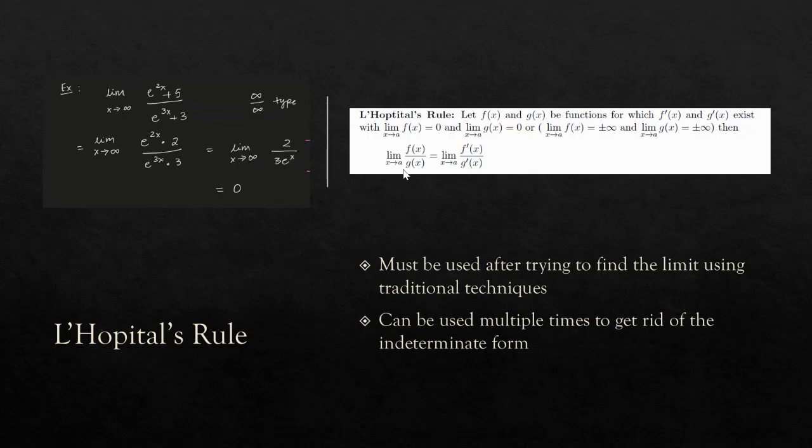And this must be done after you try to find the limit using traditional techniques. So here's an example where I got infinity over infinity. That's why I try to take the derivative. When I took the derivative of the numerator, it simplified to 2. When I took the derivative of the denominator, it simplified to 3e to the x. And then I was able to get 0 when I solved it further.